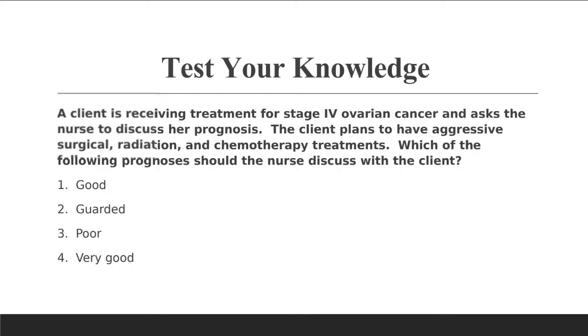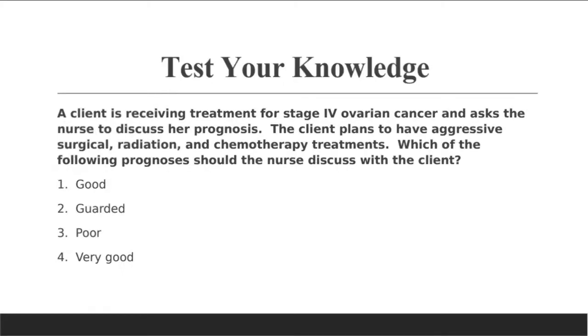A client is receiving treatment for stage 4 ovarian cancer and asks the nurse to discuss her prognosis. The client plans to have aggressive surgical, radiation, and chemotherapy treatments. Which of the following prognosis should the nurse discuss with the client? Patient has stage 4 ovarian cancer. What does that mean?